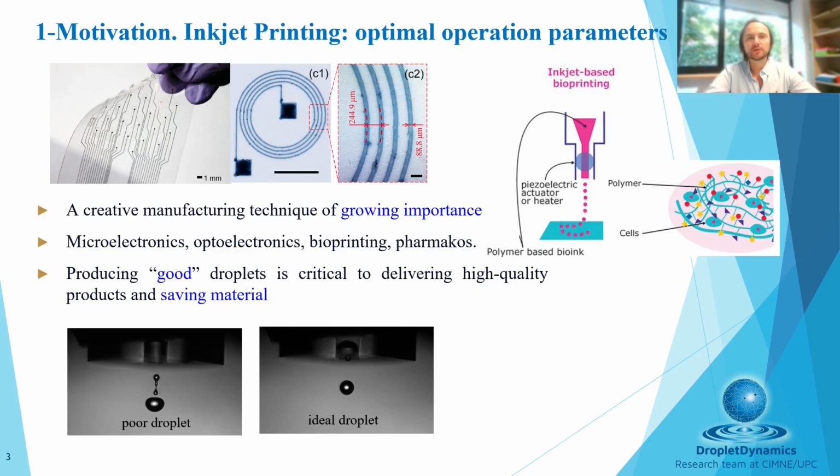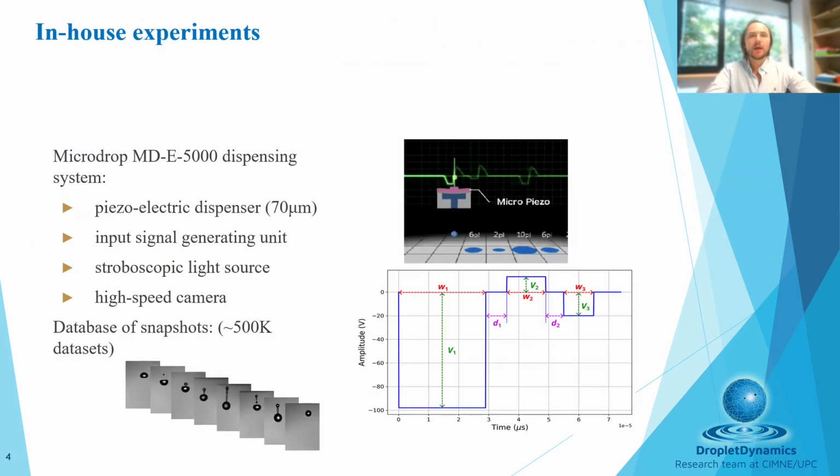Usually these things are printed using the so-called drop-on-demand printing. So you deposit droplet by droplet. So that's why our interest is the droplets. And for instance, you can see here a droplet coming out of the nozzle, one with the tail a little bit deformed, and then a perfect droplet. So we'd like to study how we can produce the perfect droplets.